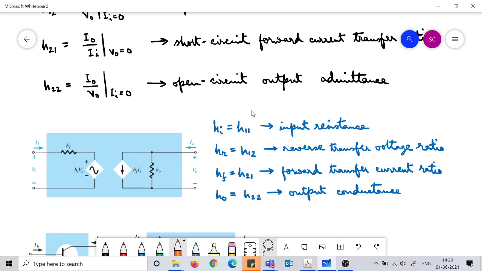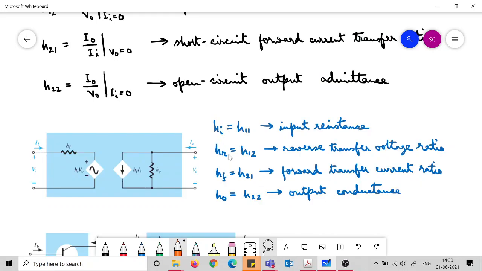So once you calculate H11, H12, H21 and H22 by doing some experiments on the two-port network at its two ports, you now can figure out what is HI, HR, HF, H0 and use them to replace that entire network with this very simple network. And what are these called? HI is called input resistance, HR is reverse transfer voltage ratio, HF is forward transfer current ratio, H0 is output conductance.